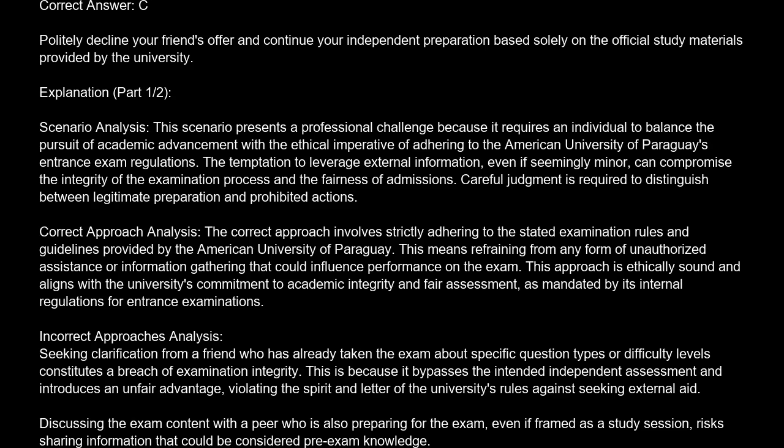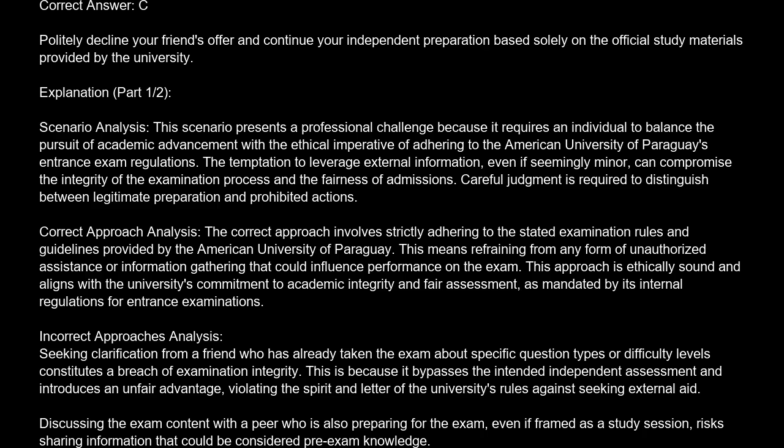The correct answer is C. Politely decline your friend's offer and continue your independent preparation based solely on the official study materials provided by the university. Explanation. Scenario analysis. This scenario presents a professional challenge because it requires an individual to balance the pursuit of academic advancement with the ethical imperative of adhering to the American University of Paraguay's entrance exam regulations. The temptation to leverage external information, even if seemingly minor, can compromise the integrity of the examination process and the fairness of admissions. Careful judgment is required to distinguish between legitimate preparation and prohibited actions.